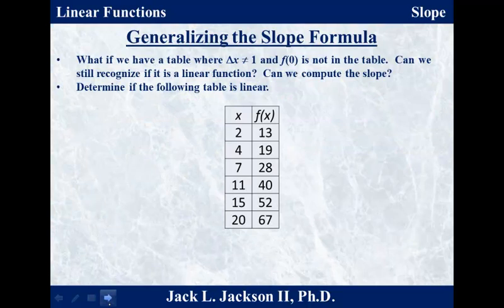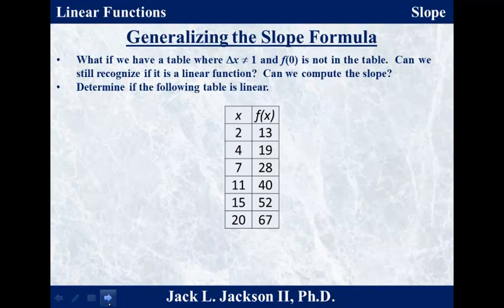But now what if we have a situation like that? So that last example was all well and good. That's exactly what we've done before. But what if we get a situation like this one where delta x is not 1 in the table and f of 0 is not in the table? Can we still recognize if it's a linear function or not? And if it is, how can we compute the slope? So how can we determine if this table is linear or not?